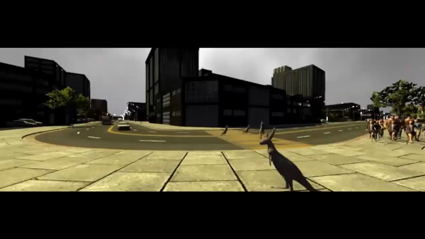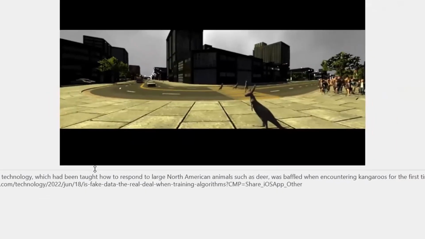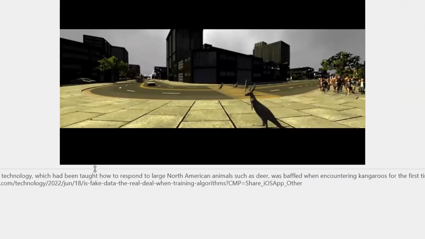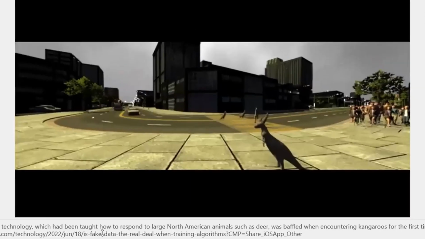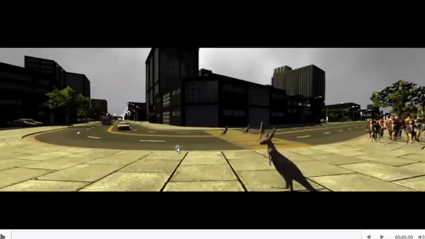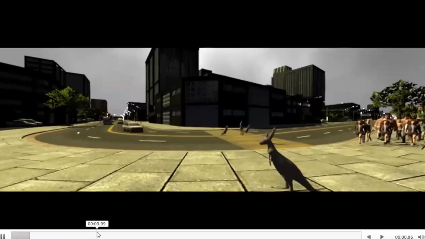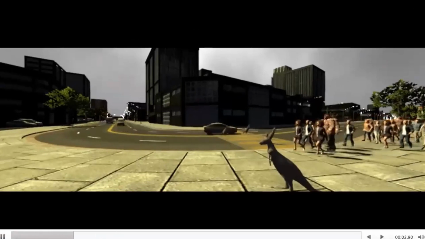Here's another one. I don't know if you read about this, Eric, that they trained, I've got the text for it, Volvo's self-driving technology, which had been taught how to respond to large American animals, such as deer, was baffled when encountering kangaroos for the first time in Australia. So I thought I'd have a go and see. I mean, it's ludicrous because game engines don't work by visual recognition. They work with colliders and stuff like that on the whole. But I just thought, make a jolly little film about it.